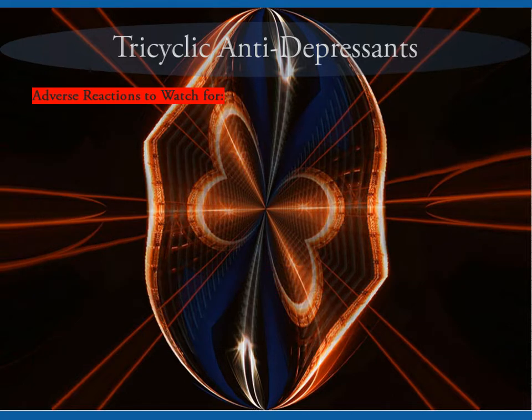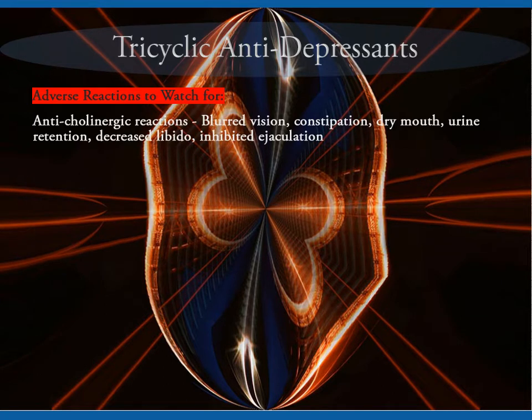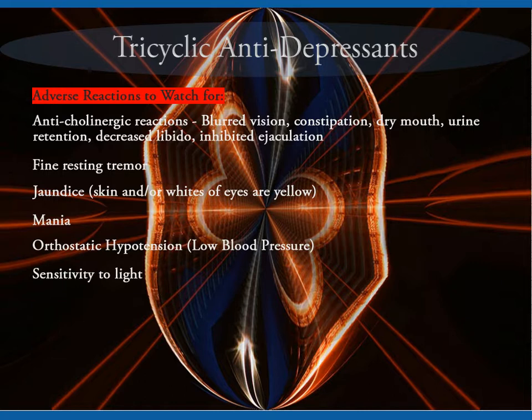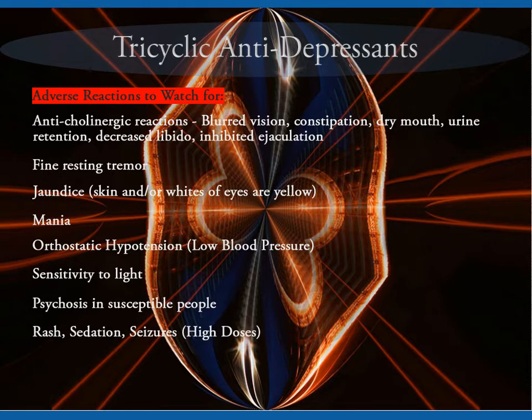Adverse reactions to watch for include anticholinergic reactions such as blurred vision, constipation, dry mouth, urine retention, decreased libido, inhibited ejaculation, and a fine resting tremor. Jaundice, the yellowing of the skin or the whites of the eye. Mania, orthostatic hypotension, which is low blood pressure, like when you get out of bed too quickly or stand up quickly and your head swims. Sensitivity to light, psychosis in susceptible patients, rash, sedation, seizures with high dosage, and heart rhythm problems.